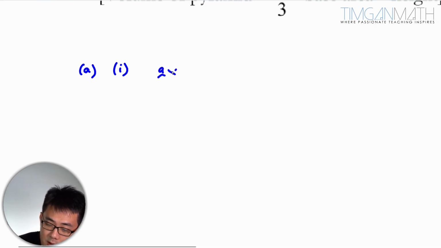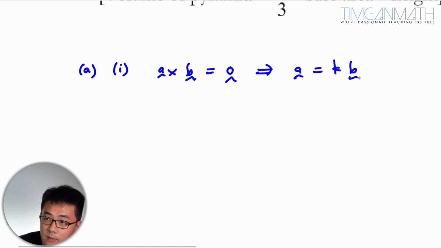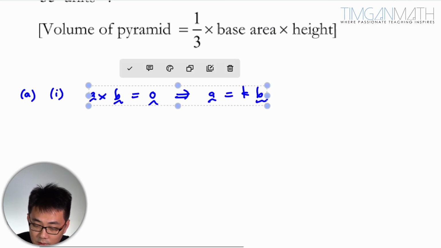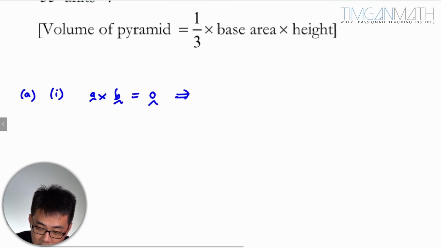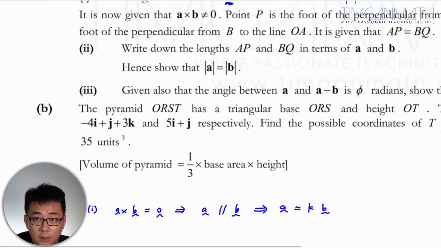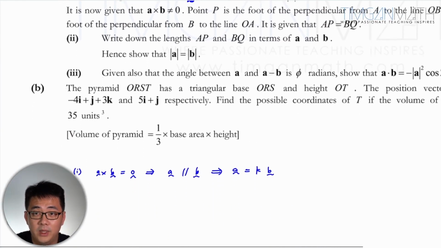In this case here, we are told that A cross B is a zero vector. In other words, A is equal to KB. This is very, very important. When this is a zero vector, it means A is parallel to B, and from O level we know that this is A equals KB. This is the first thing you should be able to tell, okay? Then find A dot B in terms of mod B.